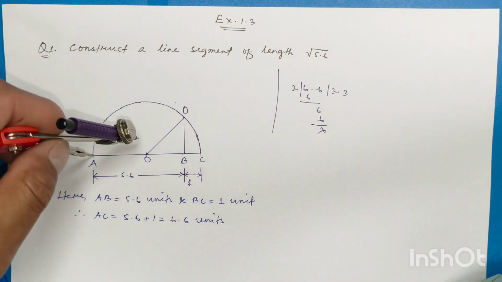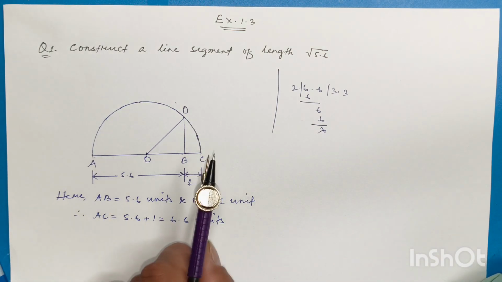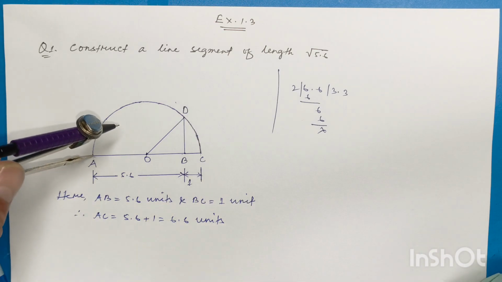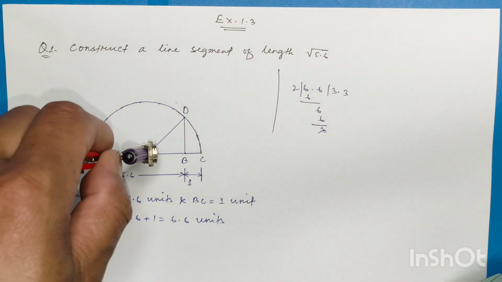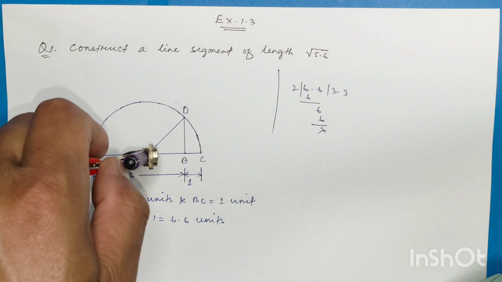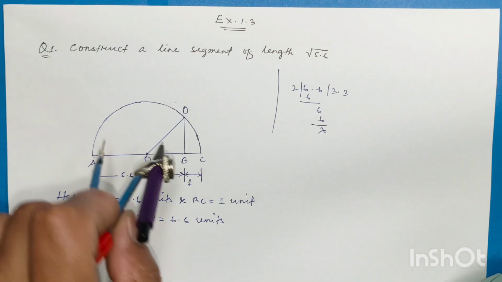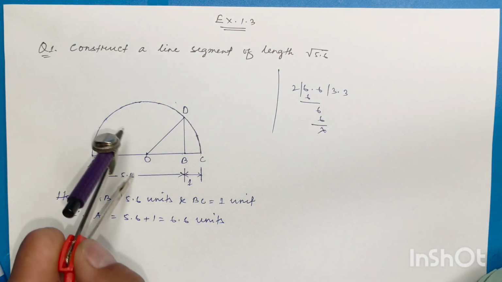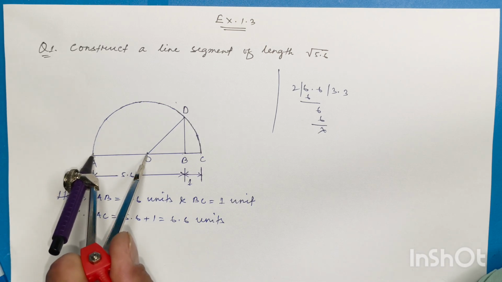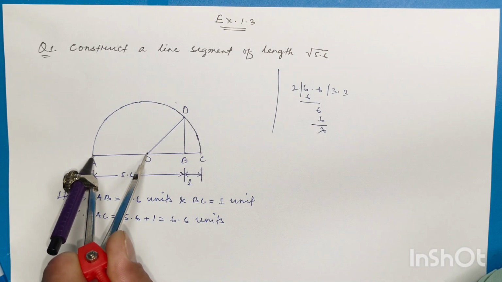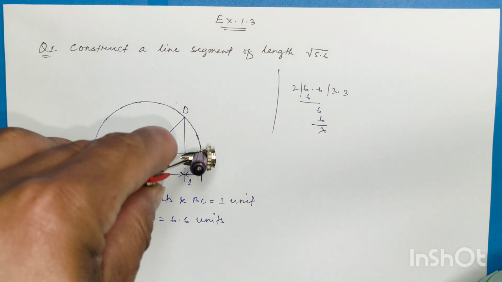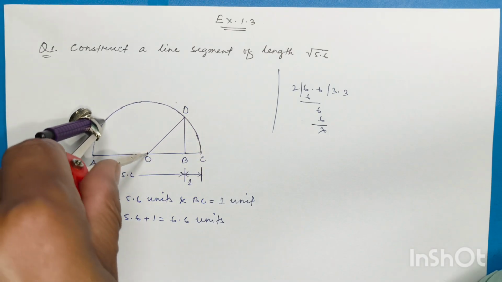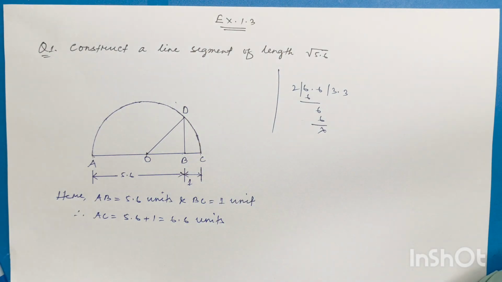Now we can find out 3.3 from here, or we can measure with a scale, or we can use a divider or compass. Let us use a compass. Middle point of AC, let's take from here. Now with center O and radius OA or OC, let us draw an arc.